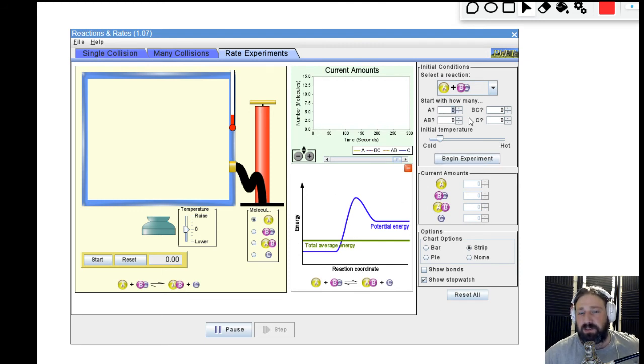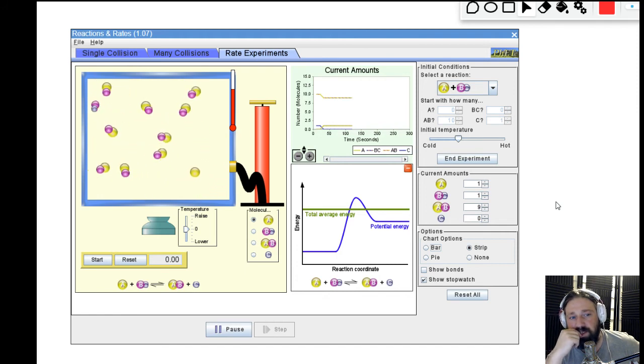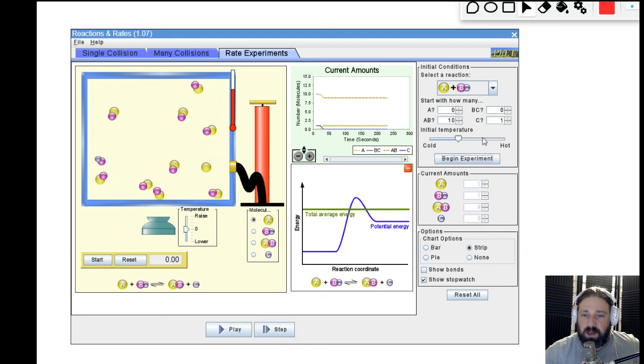Let's see, how many do you want to start with? With this scenario, I want to have it start about here. I don't want any on the reactant side, but I want, let's say, 10 and 1. Begin experiment. See what happens. How long is it going to take? Oh, there we go. We now have our one product. Will it go back? But yeah, you can mess around with this.